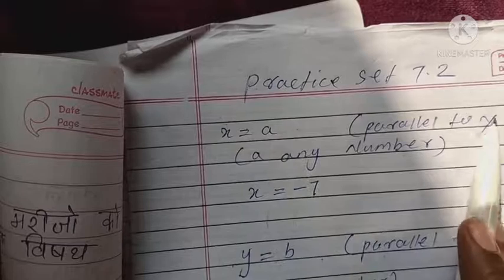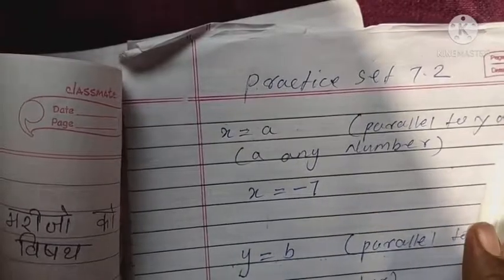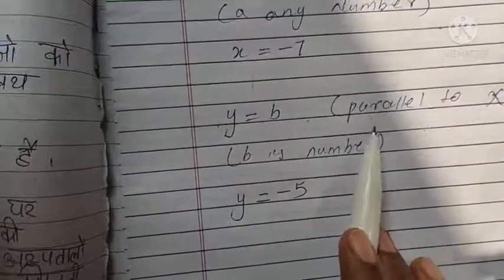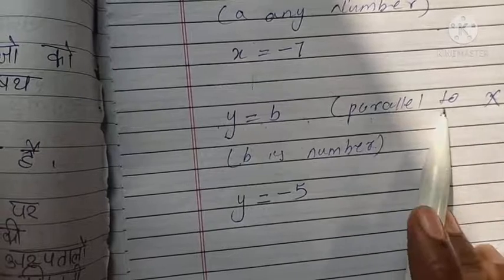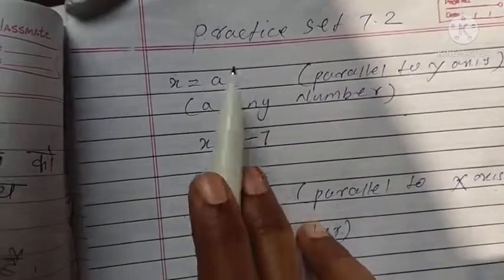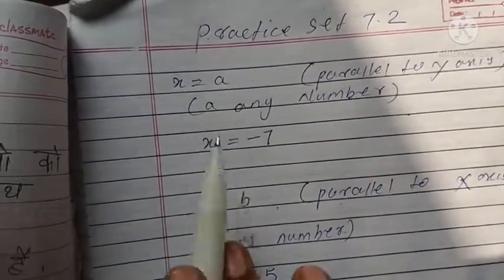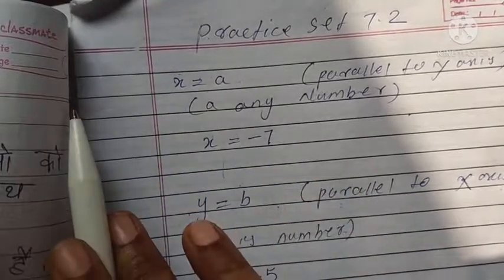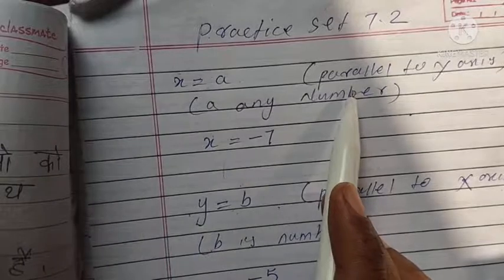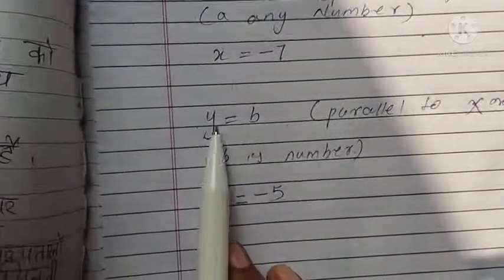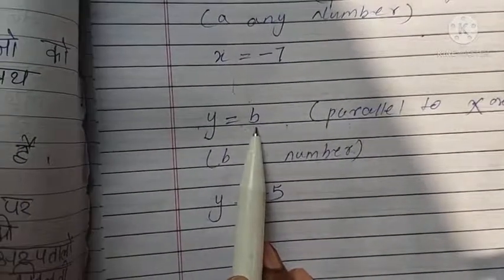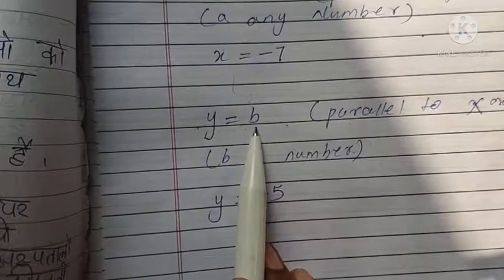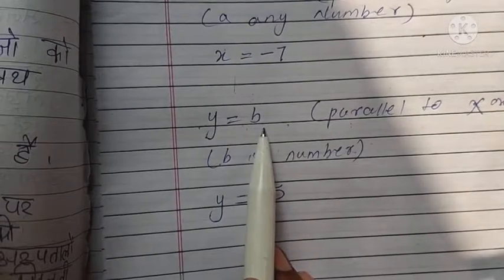x is equal to a types of equations are parallel to the y-axis, and y is equal to b types of equations are parallel to the x-axis. Here a and b are nothing but the distance. On the x-axis, numbers on the left are negative and coordinates on the right-hand side are positive. On the y-axis, numbers above the x-axis are positive and numbers below the x-axis are negative.